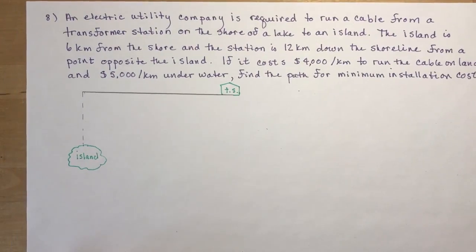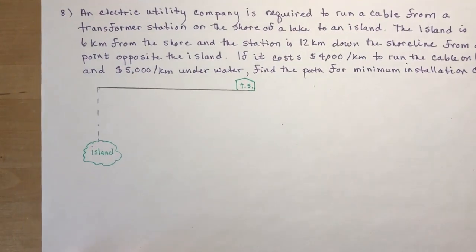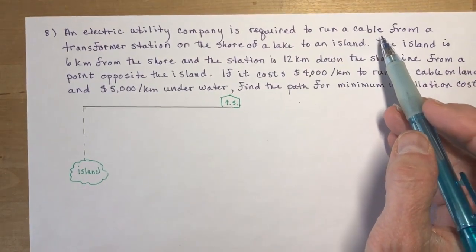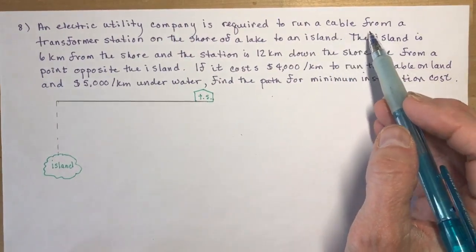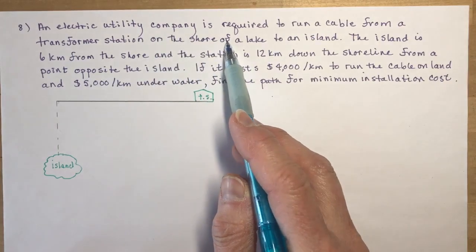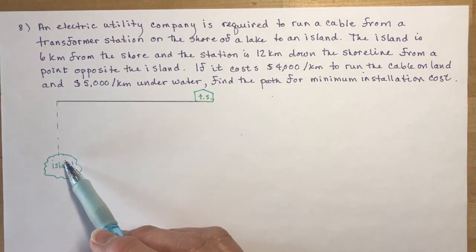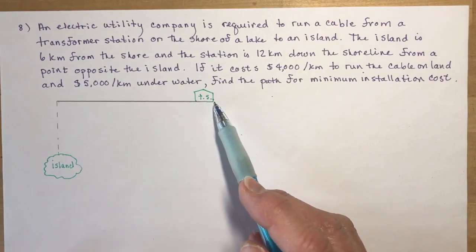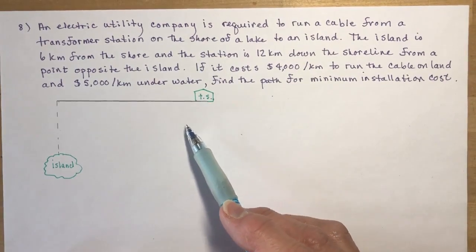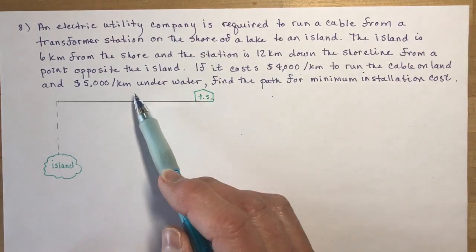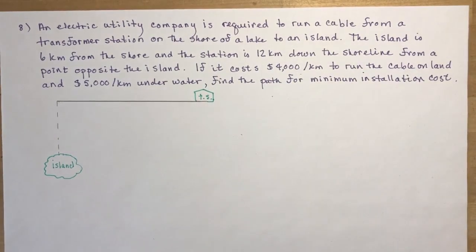Okay, so the last one is an electric utility company is required to run a cable. So this is a nice economics type application from a transformer station on the shore of the lake to an island. The island is 6 kilometers from the shore and the station is 12 kilometers down the shoreline from a point opposite the island. $4,000 on land, $5,000 under the water. Find the path for minimum installation cost.